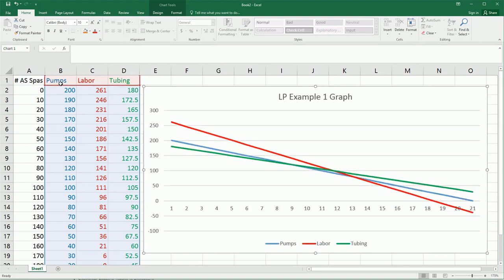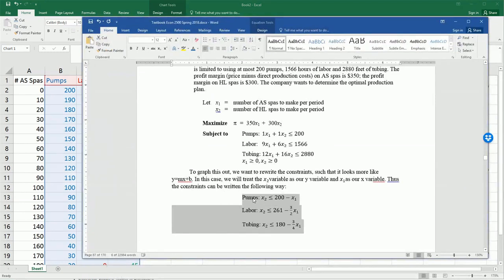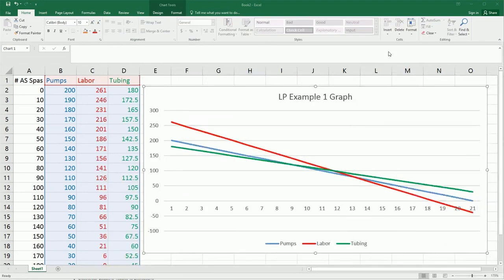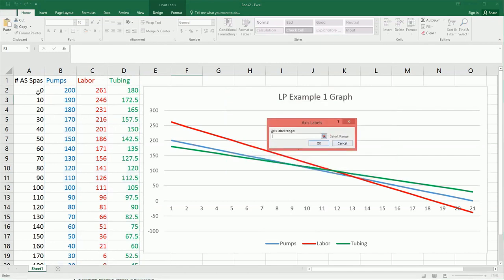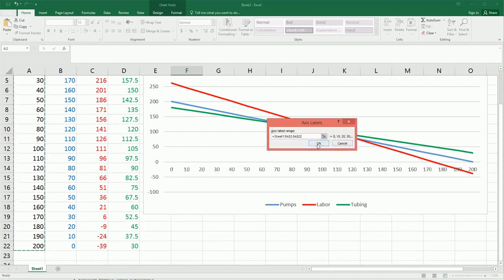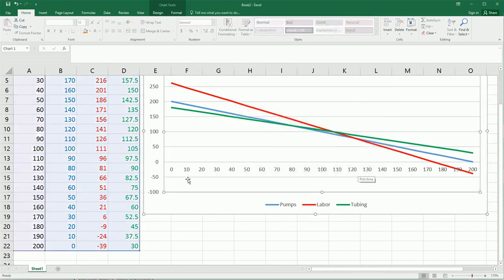Now notice the constraints, as we wrote it on our piece of paper, is each constraint needs to be less than or equal to. So x2 has to be less than or equal to 200 minus x1. Well, the blue line is 200 minus x1. I guess before I do it, let's actually select data and then edit my x-axis, sorry about that, to be at 0 to 200. Okay, and so when we talk about that pumps needs to be x2 less than or equal to 200 minus x1, our pumps need to be along this blue line or less than the blue line.